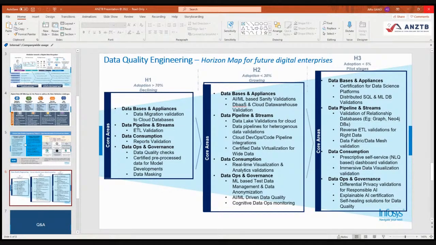And the final stage in terms of our data ops and governance, where we see a lot of pilots currently happening, is in terms of self-healing capabilities for data quality, and also some AI certifications, and responsible AI is another topic that's being discussed. And how do we differentiate the privacy validations and responsible AI, and what are the trends that we can look at in terms of our security and privacy capabilities, with key focus on the compliance and regulatory requirements from the region and also from the organization standpoint.